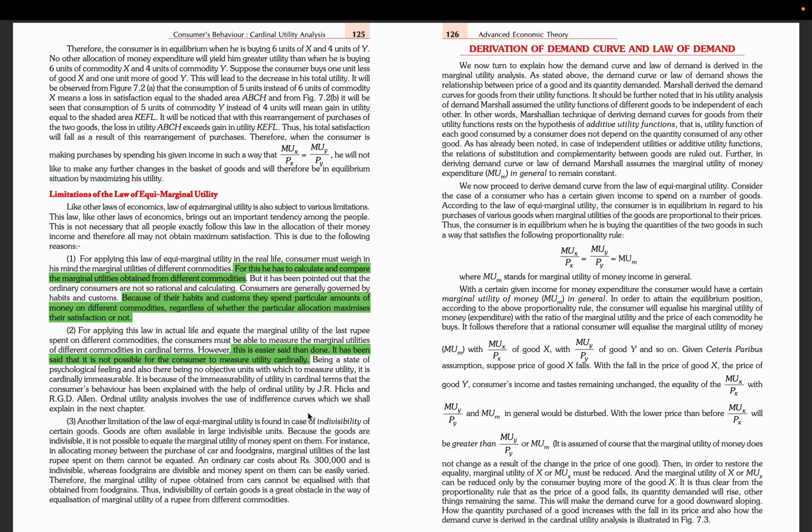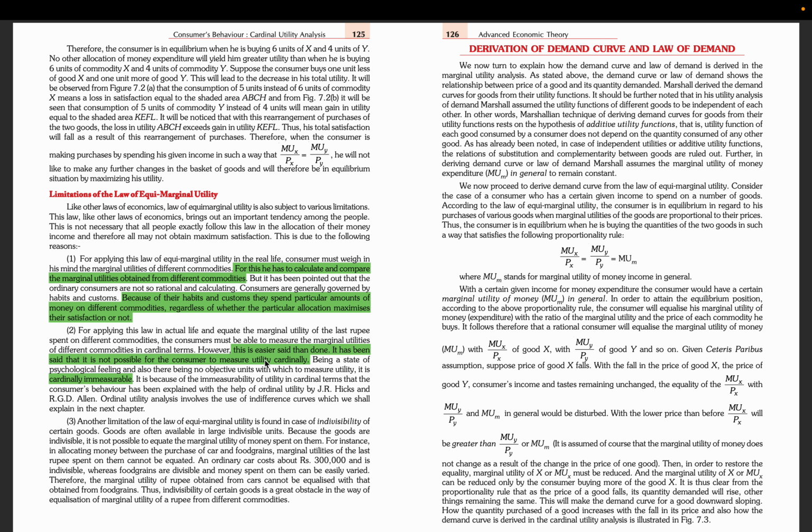It is cardinally immeasurable. It is because of the immeasurability of utility in cardinal terms that the consumer's behavior has been explained with the help of ordinal utility by J.R. Hicks and R.G.D. Allen. Ordinal utility analysis involves the use of indifference curves, which we shall explain in the next chapter. So basically, this is the criticism about cardinal utility that we read in the first part of this chapter.